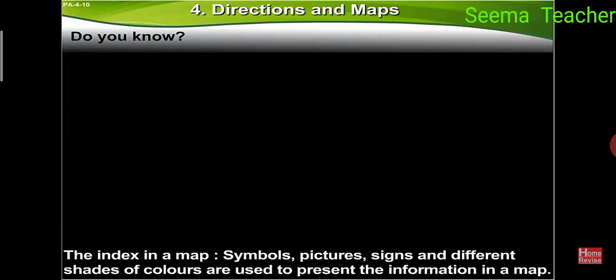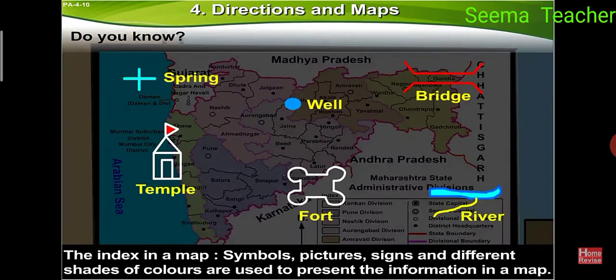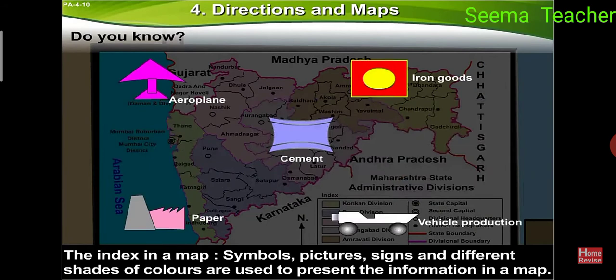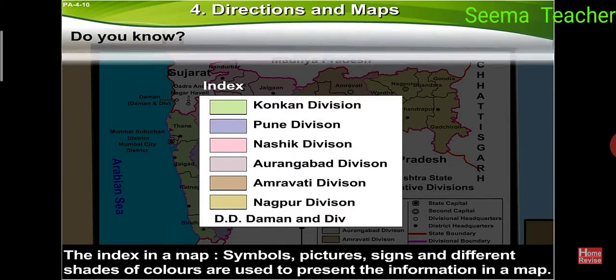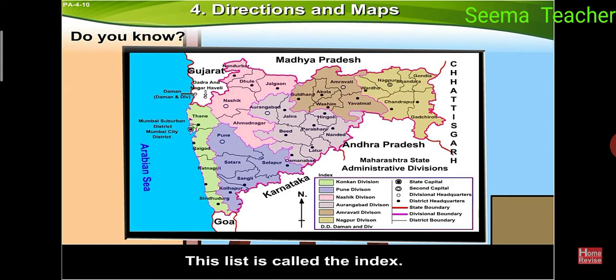Do you know the index in the map? Symbols, pictures, signs, and different shades of colors are used to present the information in a map. A list of these symbols, etc. is given along with the map. This list is called the index.